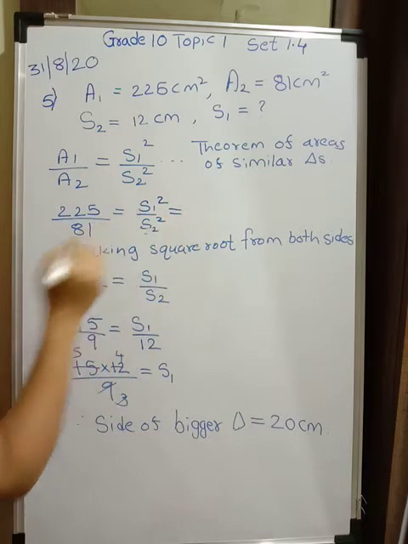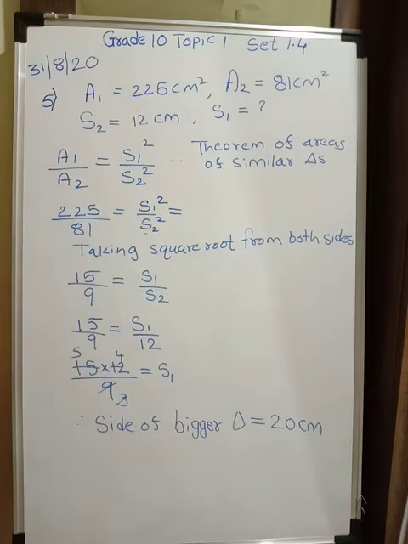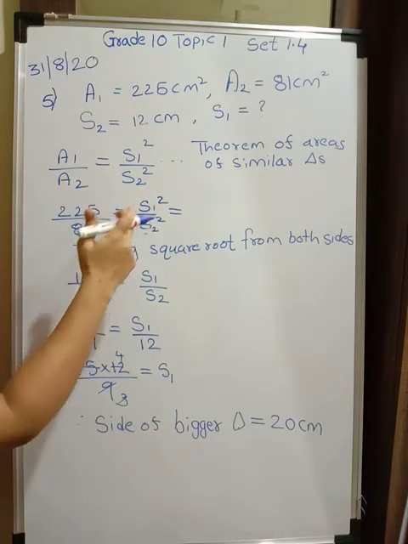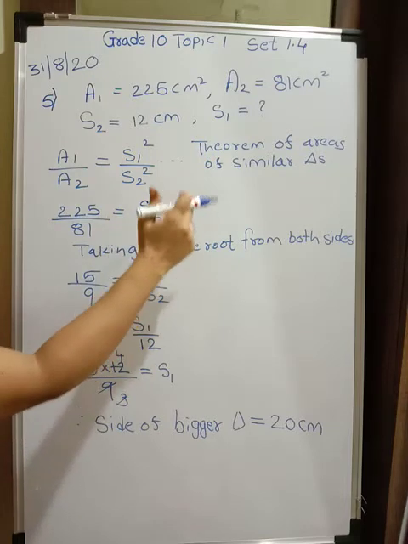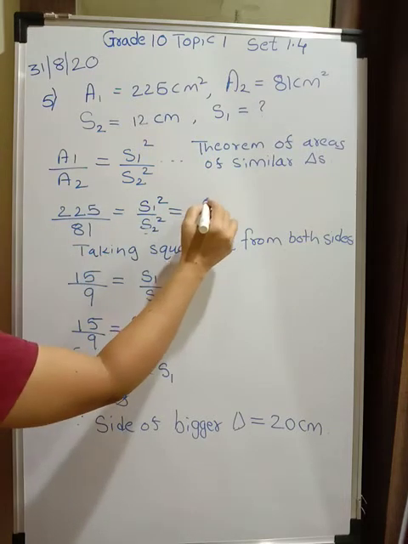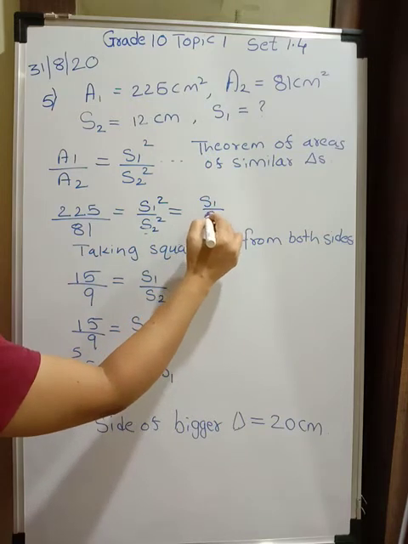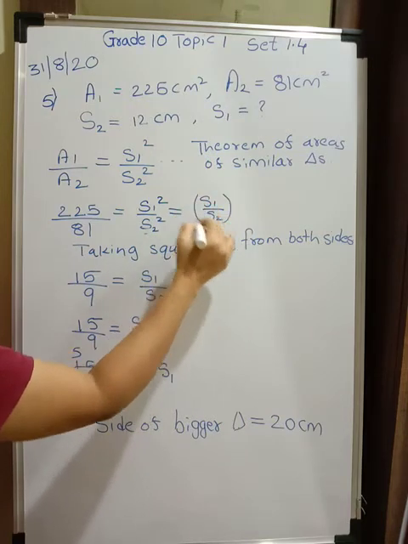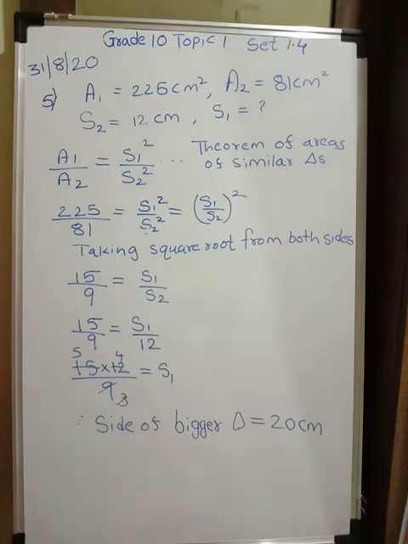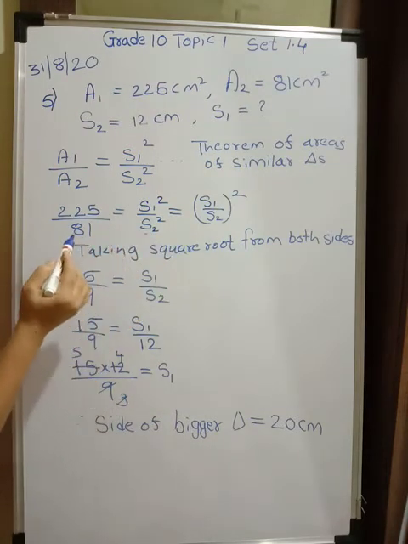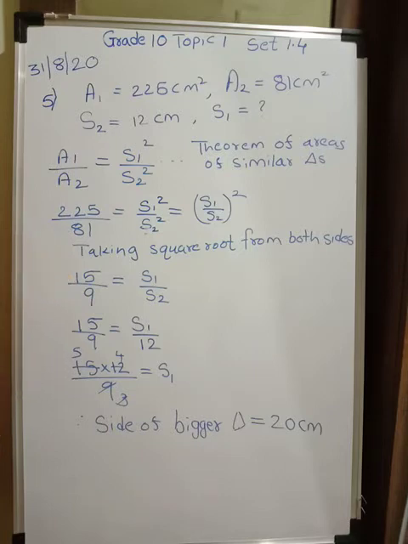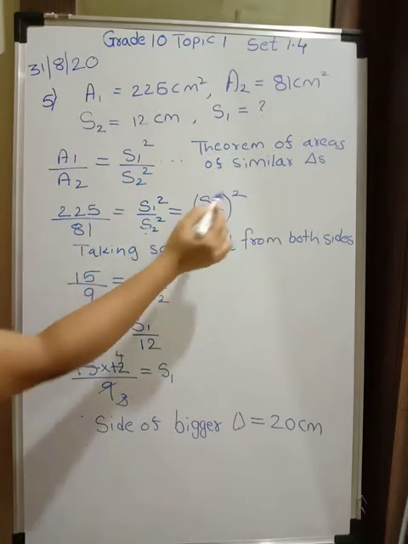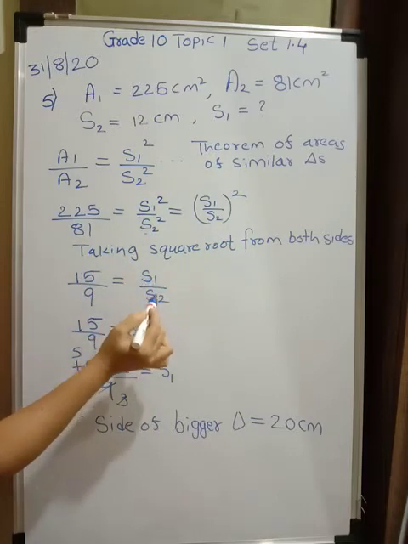But you know laws of indices, no? Alright. So as per laws of indices, A raised to M upon B raised to M is equal to A upon B the whole raised to M. So this can be written as S1 upon S2 the whole square. Okay, now is it clear? Now I am taking square root from both the sides. Look at these two numbers, they are perfect squares. Square root of 225 is 15, 81 square root is 9. Now this square sign will go and you will get only S1 upon S2.